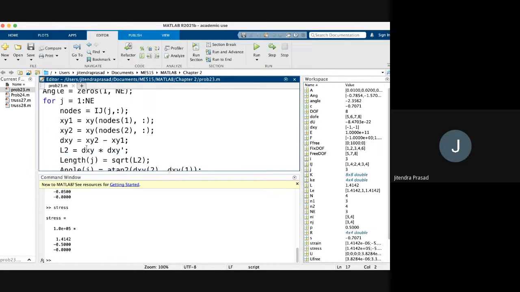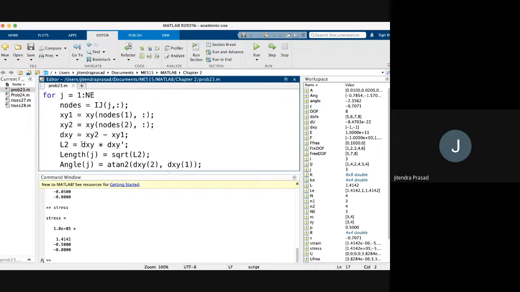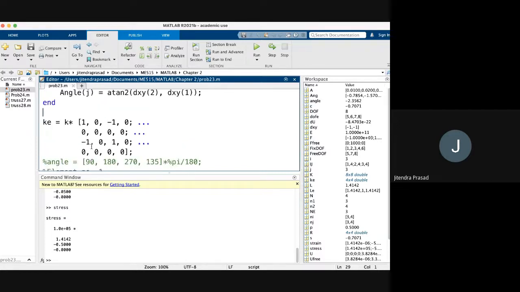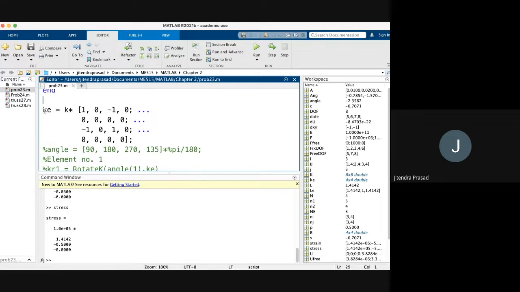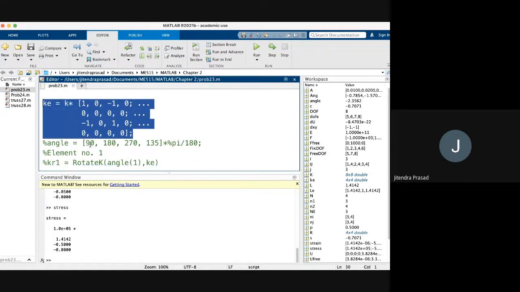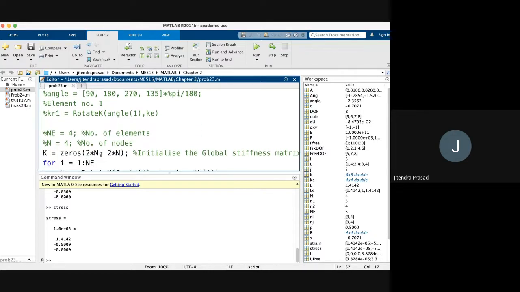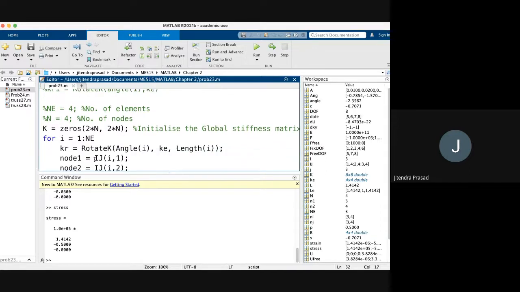It is the same thing we have been doing, but now you see that we are finding L2 differently. We just use vector multiplication, like a dot product. The rest is the same. Another thing you will see is that instead of writing cos square theta, sin square theta, we are using the local k, which has 1, minus 1, minus 1, 1, and then we multiply it with the rotation matrix. Here we are using kr equal to the rotated k.